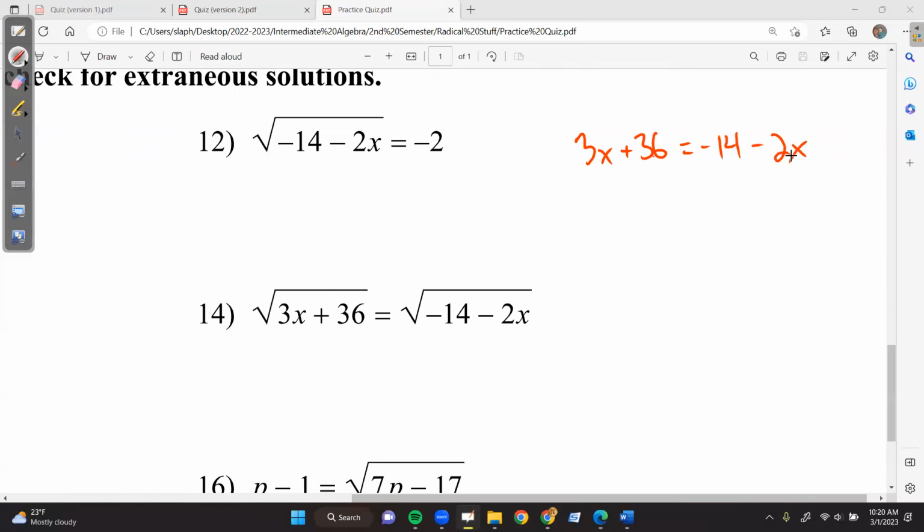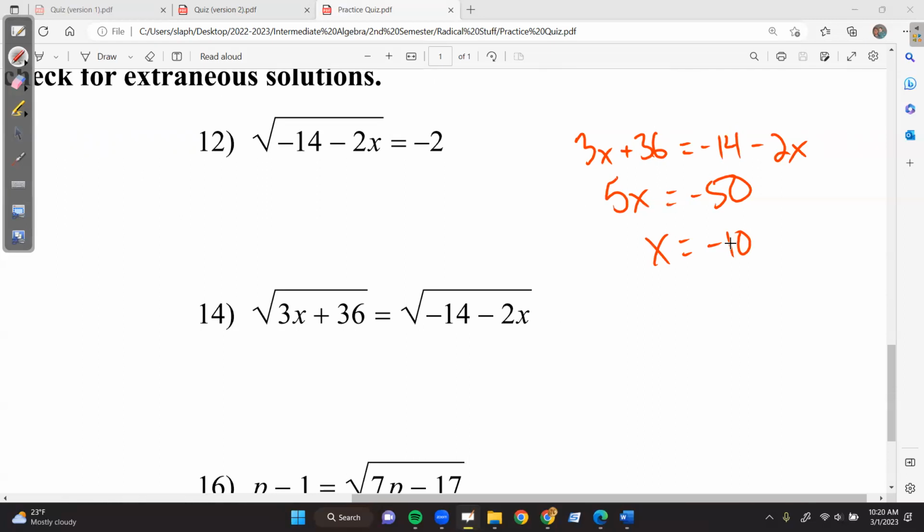And again, having been the guy that probably taught you all algebra, I would be offended if you struggled with an equation like this. For real, like on an almost personal level. So we're going to add the 2x across to make 5x. And then we're going to subtract the 36 across to get negative 50. And then we're going to get x equals negative 10.